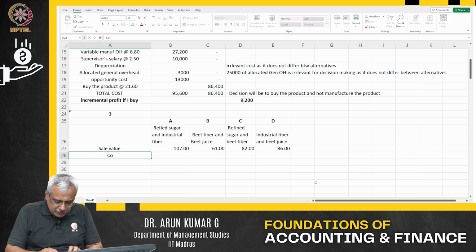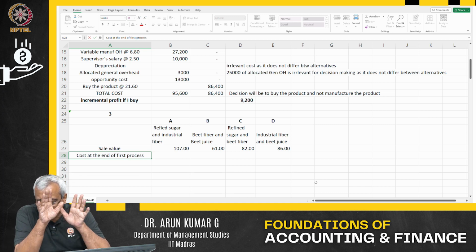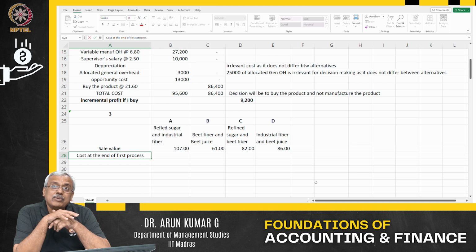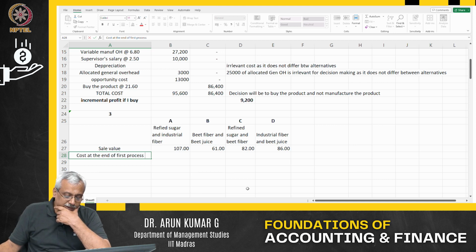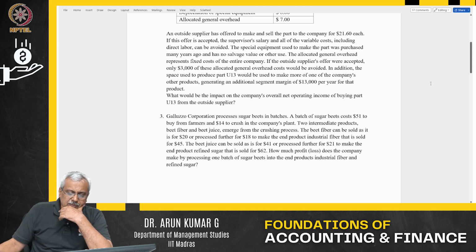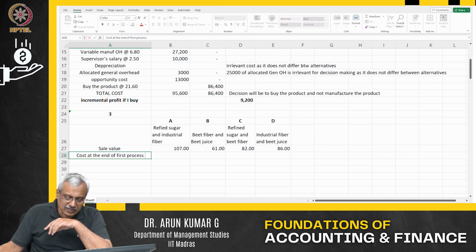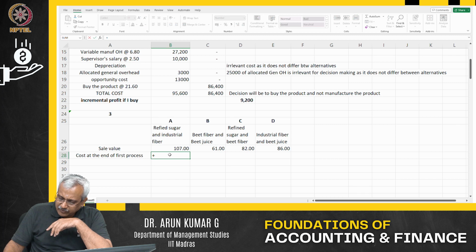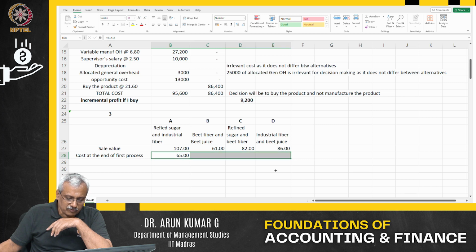The cost at the end of the first process. The first process is for producing beet juice and beet fiber, that is what we are talking about in the first processing. It says that $51 is the cost of a batch of sugar beets to buy from the farmers and $14 to crush. So the cost at the end of the first process, which is going to be common, is 51 plus 14, and this cost is going to remain constant for all the 4 alternatives.